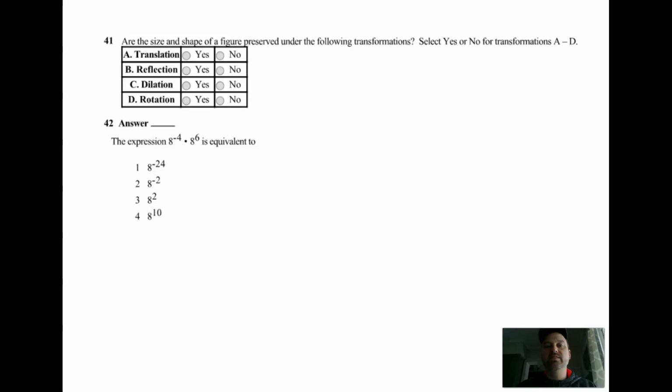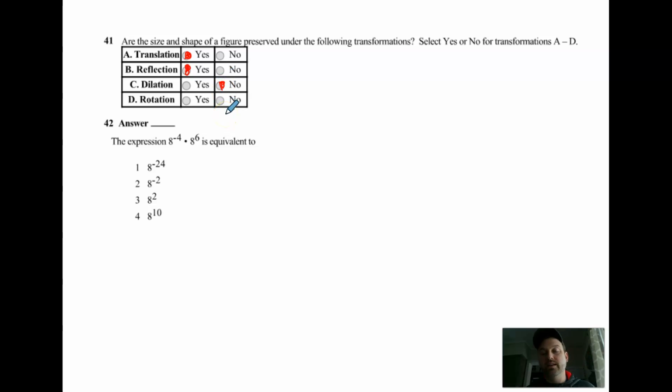Are the size and shape of a figure preserved under the following transformations, yes or no? Okay, so there's 3 of them. Which of those 3, if you do them, the shape is not going to change size at all? Well, if you slide, the size isn't going to change. So size is preserved. If you reflect, size doesn't change, so size is preserved. If you dilate, it could get bigger, could get smaller, so that is not preserved under dilation.